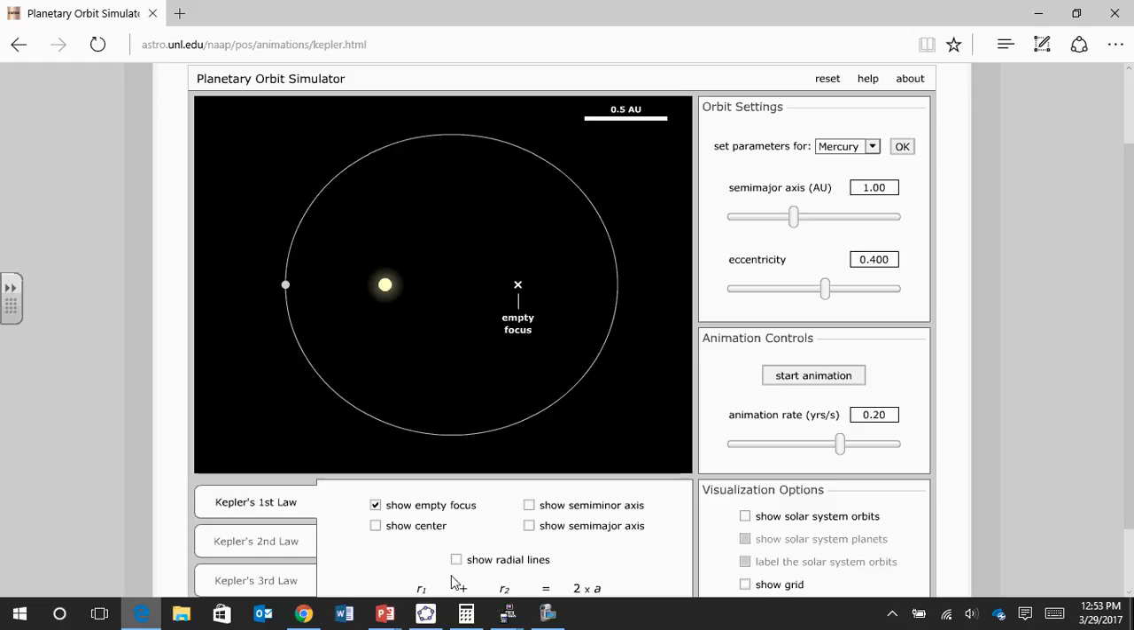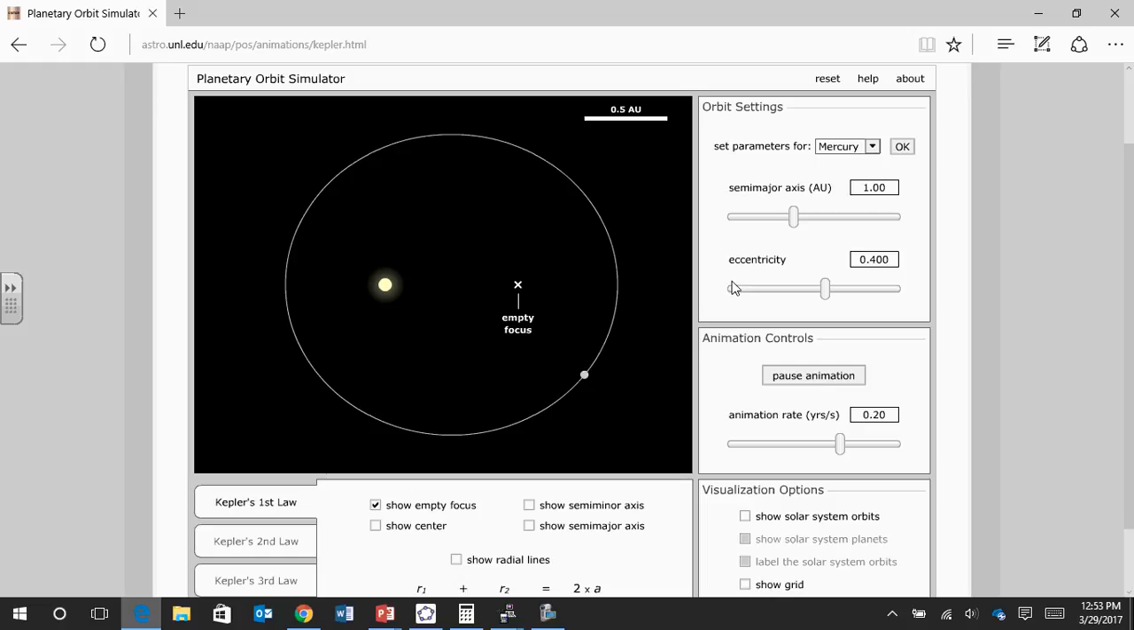So this is the orbit of Mercury. If we show the semi-minor axis, we can see how long that is, the semi-major axis as well. And then I think there's even a start animation, which lets you see this is years per second, 0.2 years per second. And so you can see the elliptical orbit that Mercury happens to follow around our sun.